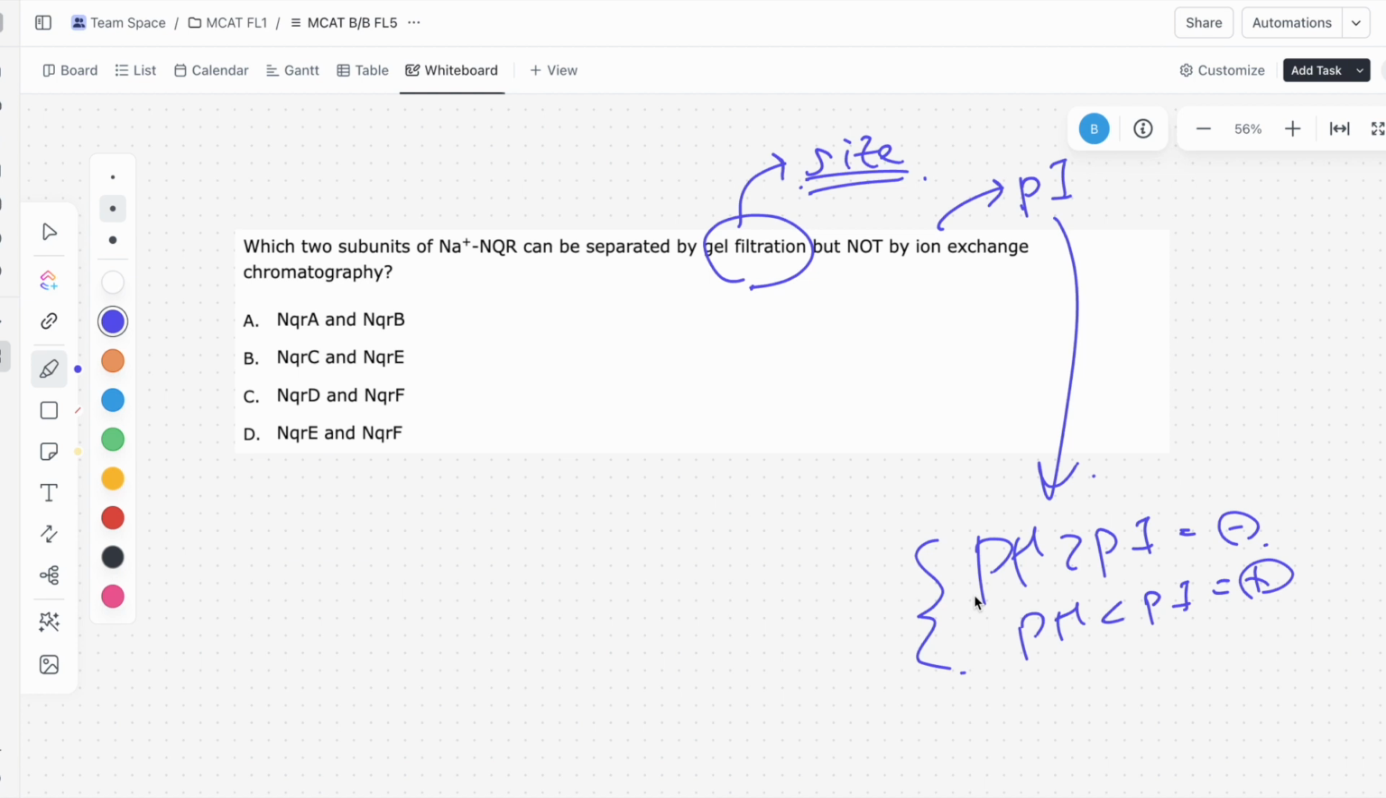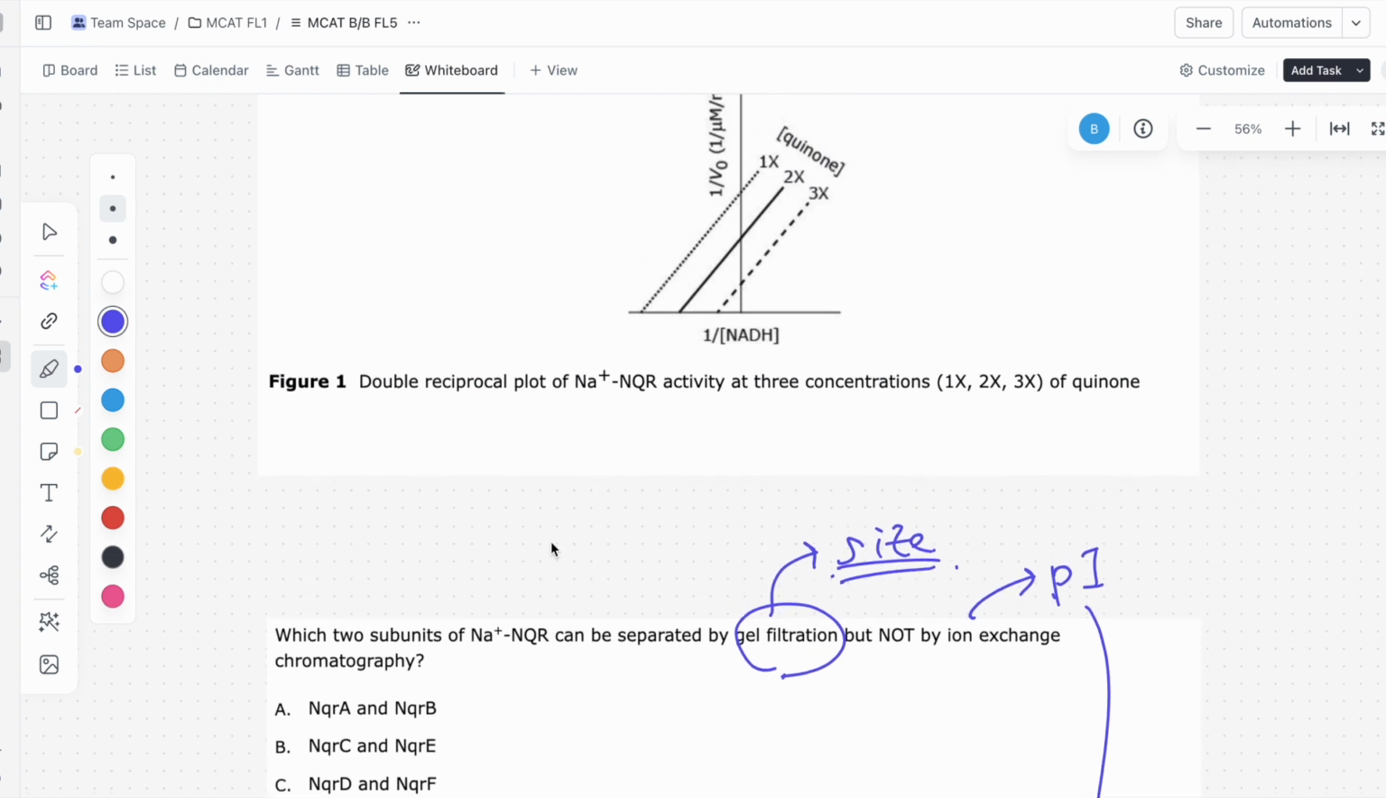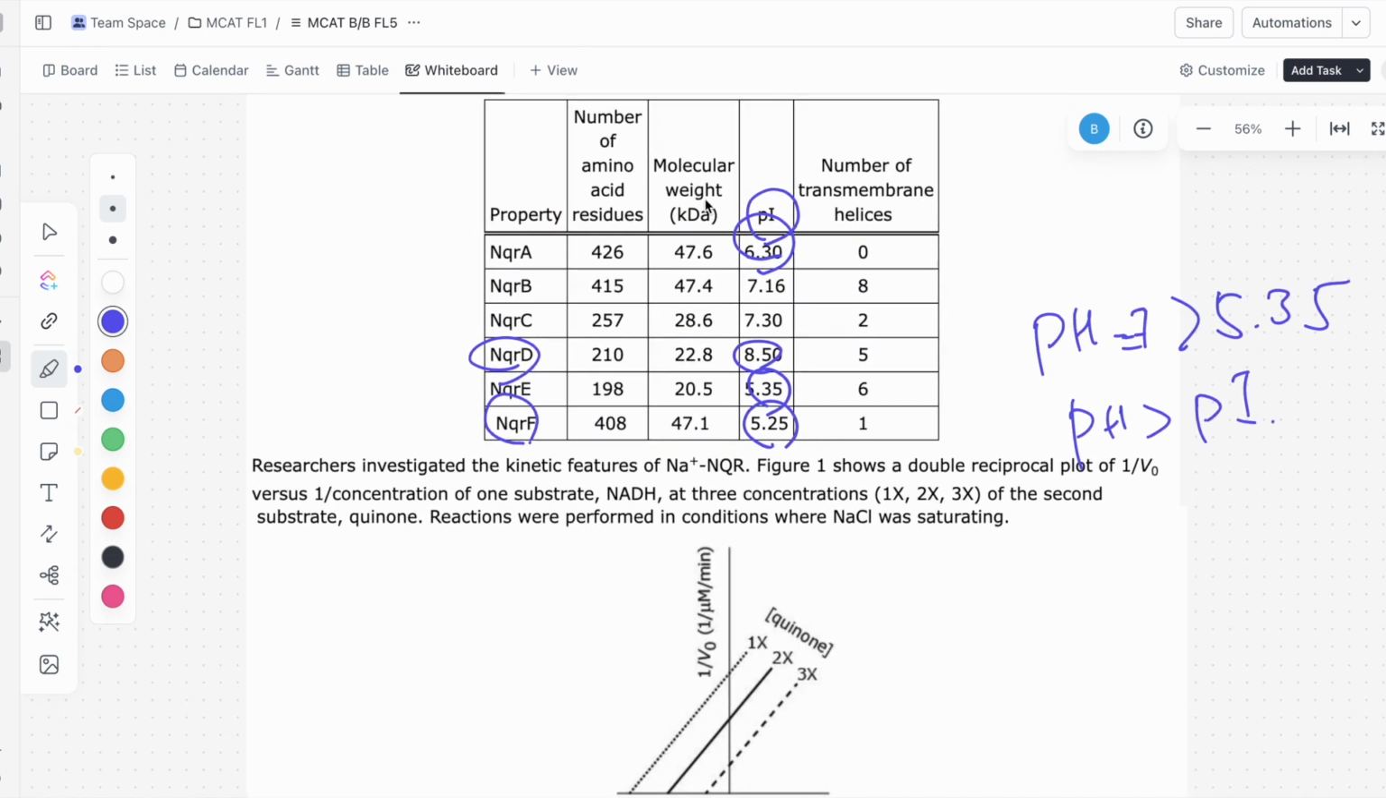You can use a pH that's in between both of the PIs, so that one protein is negatively charged, and the other protein is positively charged. But that's just an aside for now. So let's see which two subunits can be separated by gel filtration. A says NQRA and NQRB. So technically they do have different molecular weights, okay?